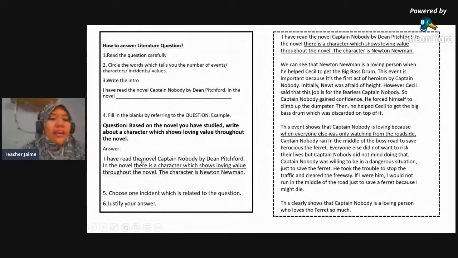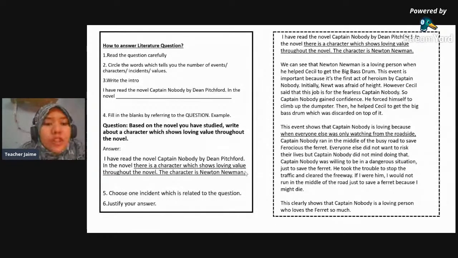I have read the novel Captain Nobody by Dean Pitchford. In the novel, kita tengok ayat seterusnya, kita ambil balik dari soalan. There is a character which shows loving value throughout the novel. Then we answer character tu siapa? The character is Newton Newman. Okay, 1 bahagian dah selesai. Kita dah cakap dah. Newton Newman.